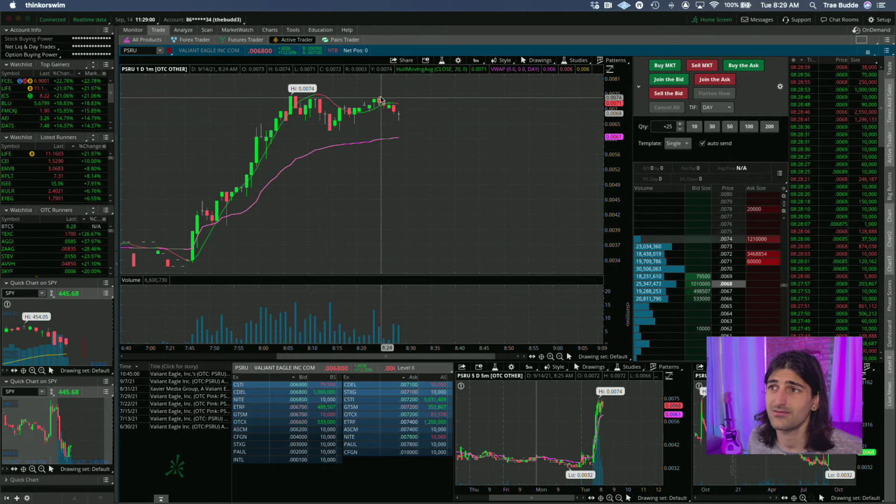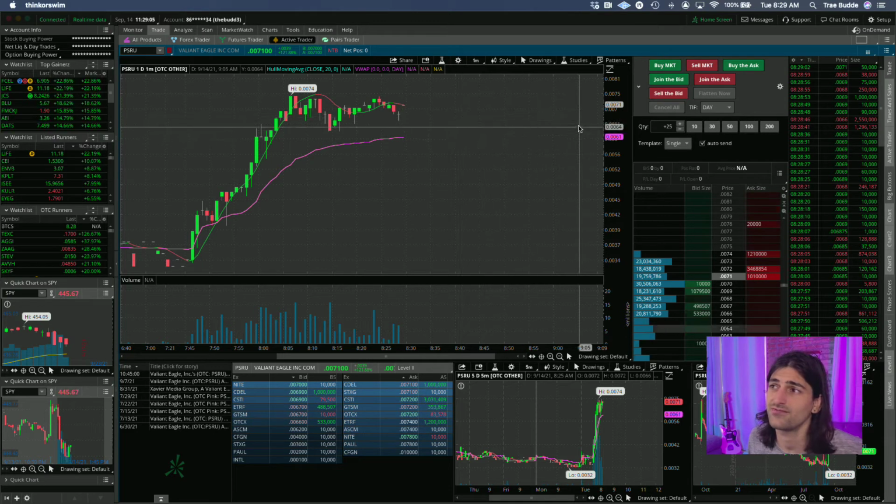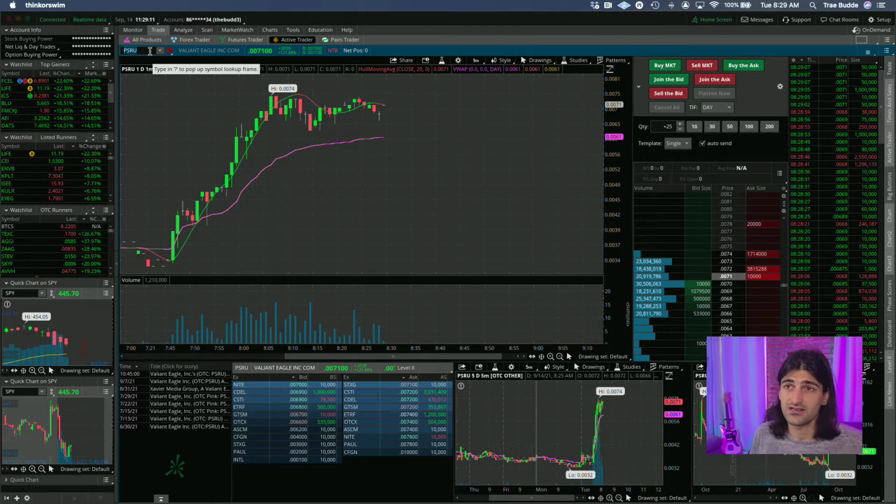PSRU is definitely one I'm keeping an eye on into the afternoon. I really would love for this to hold and turn into a swizzle pattern. That would just be so great.